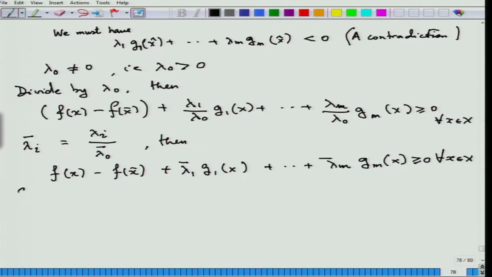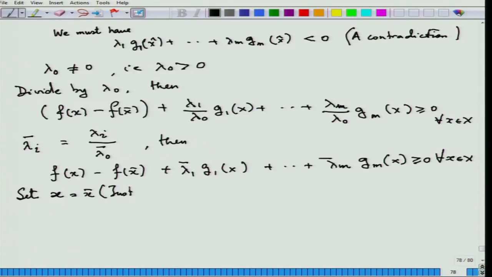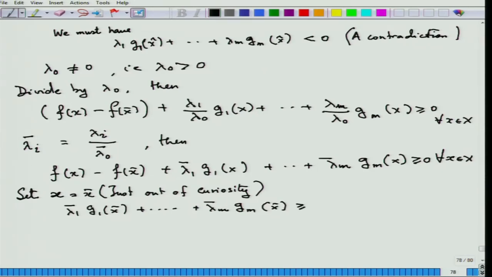Now, set x equal to x bar. Let us see what happens if I do that, because this is true for every x in X. So, just out of curiosity, just put x equal to x bar, which is quite natural to have such a curiosity. Then, this part will go. So, I will have lambda 1 bar, and now, because x bar is a solution, all of these are actually less than or equal to 0.